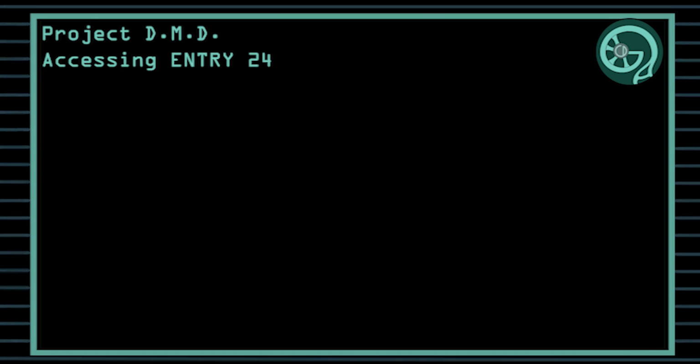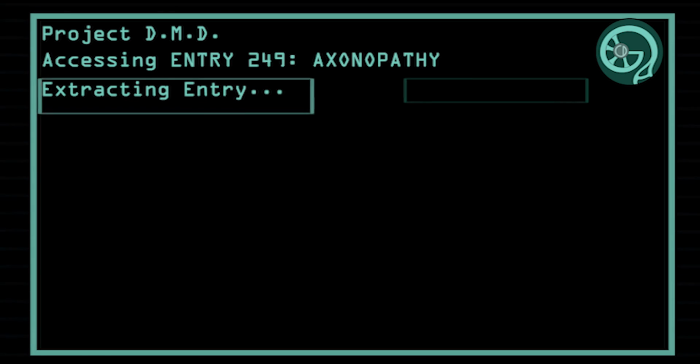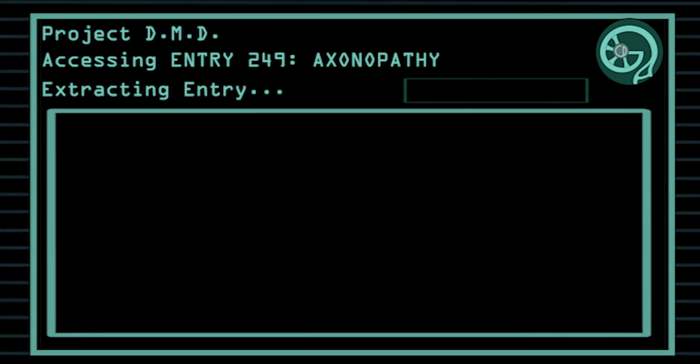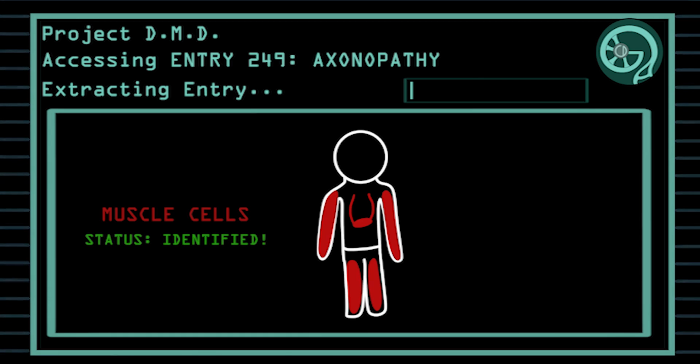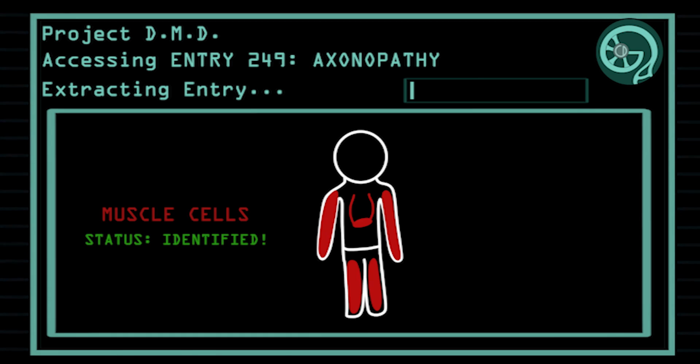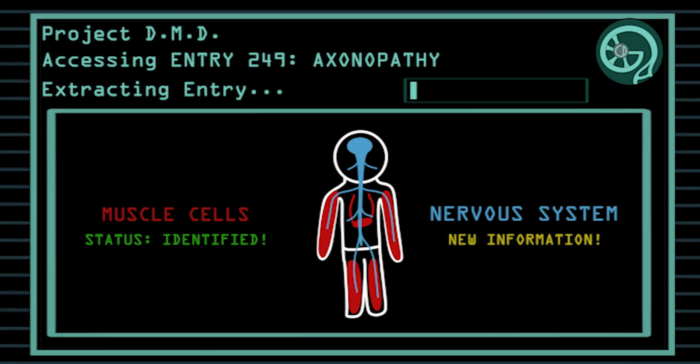Accessing entry 249, Axonopathy. Extracting entry. The DMD pathologies of muscle cells have been documented in high detail and rigorously studied, but this entry is going to focus on a symptom of DMD that has received less attention: damage to the nervous system.